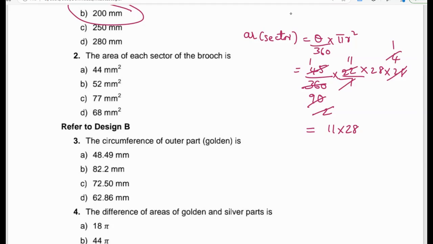Now, one second. It is 7 one time, 7 fours are 28. Then 4 ones are 4, 4 nines are 36, 4 zeros are 0. So 11 into 28 will be, that will be 77 millimeter square.